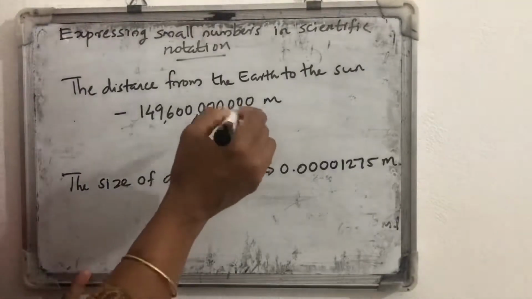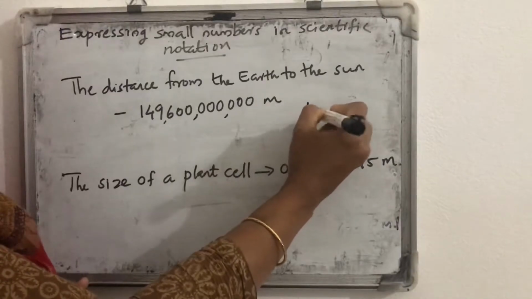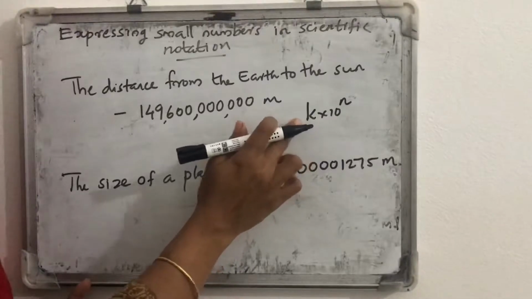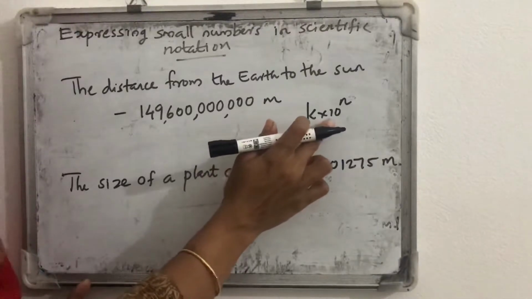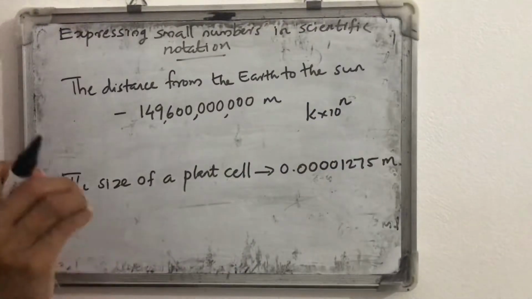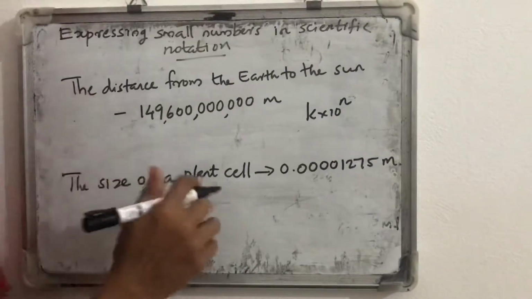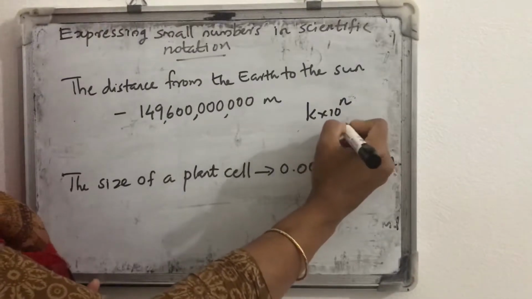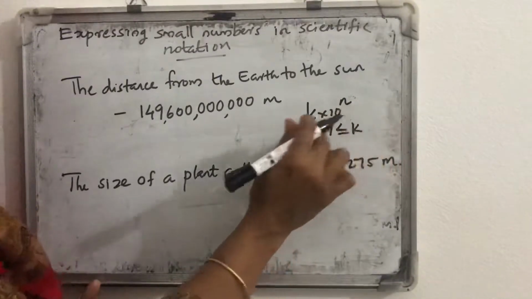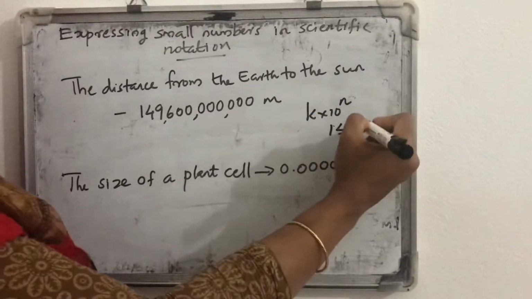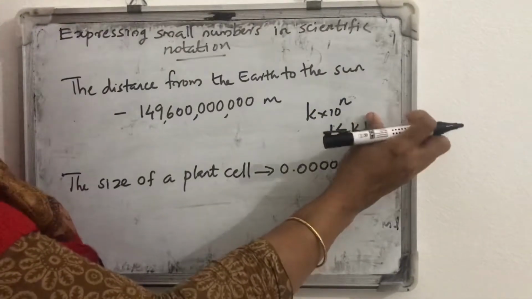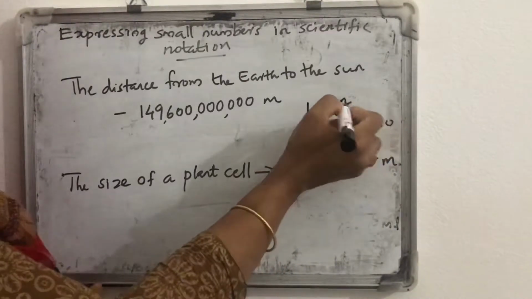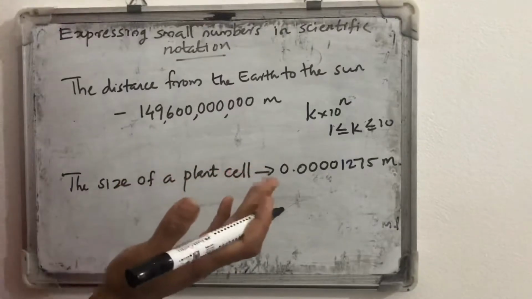If we write very large numbers or small numbers in the form k into 10 raised to n, that is called scientific notation, where k should be between 1 and 10. Its value is 1 less than or equal to k, less than or equal to 10, and n can be any integer.